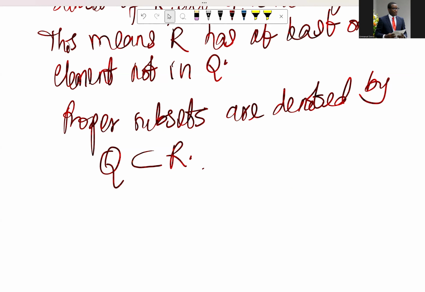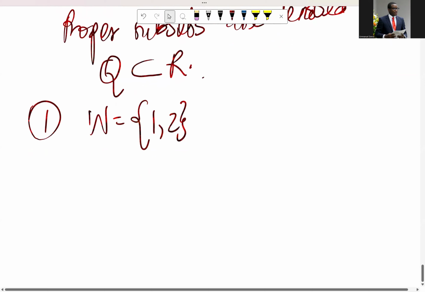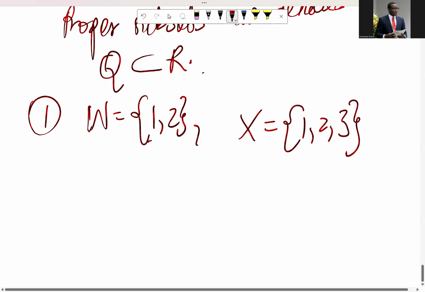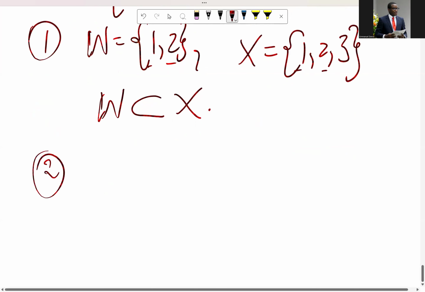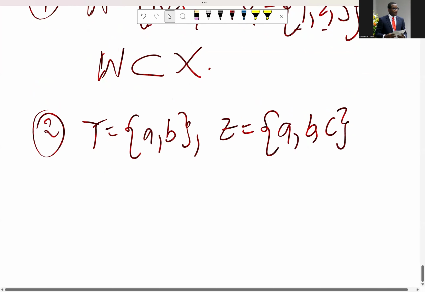Let's take an example. Imagine you have W to be 1, 2, and set X to be 1, 2, 3. Here, everything in W is in X, but X has more things than W. So you can say W is a proper subset of X. That's the idea of a proper subset. Then number two, you have Y equal to AB, and Z which is ABC. In this case, Y is a proper subset of Z.